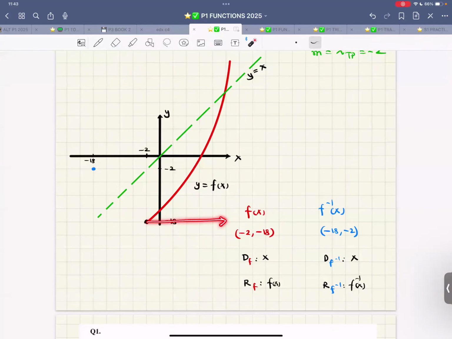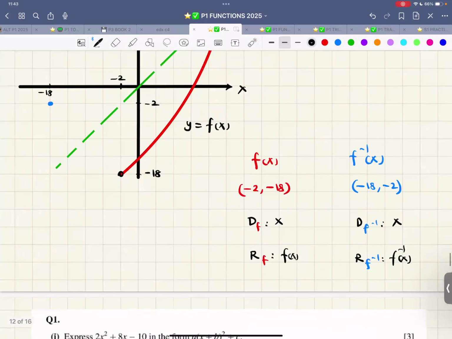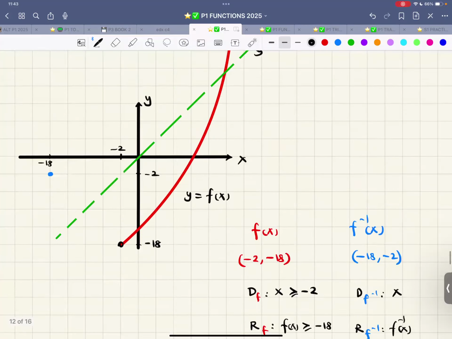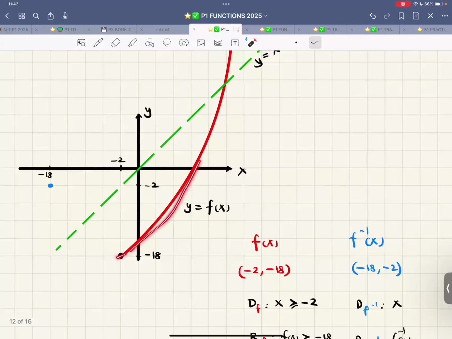When we go to the right, because the domain is x is what? x is greater than or equal to negative 2. f(x) is greater than or equal to negative 18. Does it make sense? So greater than or equal to negative 18 is going like this. So I have written domain, range, the function f(x). This is as1, this is as2.